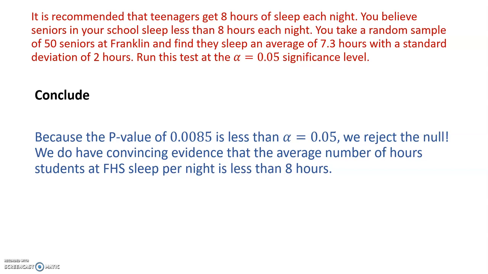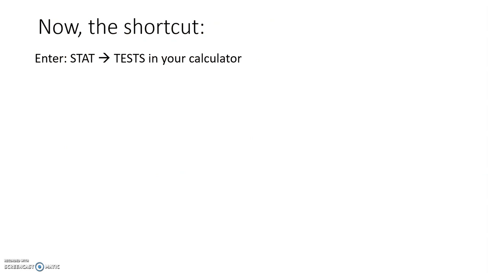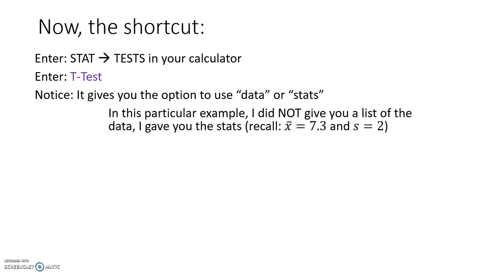All right, sorry to rush you at the end here, but I do want to show you the shortest shortcut ever in the world. If you guys want to try going to, I've showed you this a little bit before, STAT over to TESTS in your calculator. Scroll down to number 2, T-Test. You'll see data, you'll see stats. I did not give you all of the data. I gave you the stats. I told you what X bar was, and I told you what the standard deviation was. So click on stats.